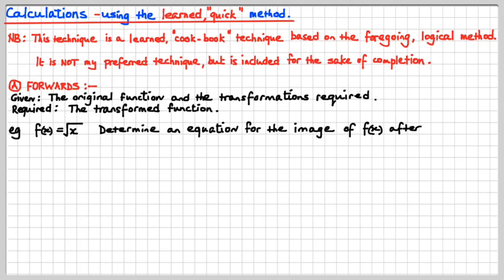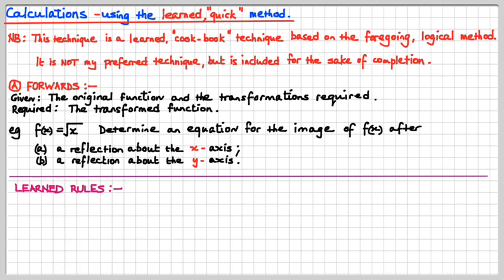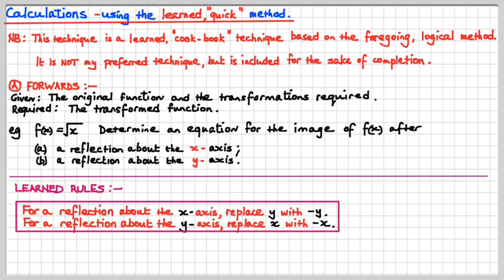Here's an e.g., what we did before. f of x was root x. Determine an equation for the image of f of x after, firstly, a reflection in the x-axis and then a reflection in the y-axis. And what are the learned rules for the quick cookbook DRT technique? Because it is DRT when you're going backwards, you have to quote them in that order of DRT. For a reflection about the x-axis, replace y with minus y, and for a reflection about the y-axis, you replace x with minus x. It's always the opposite with this learned quick technique.